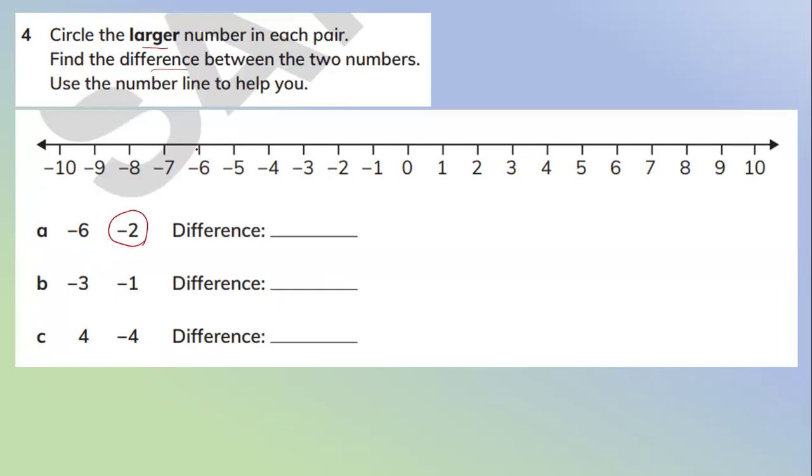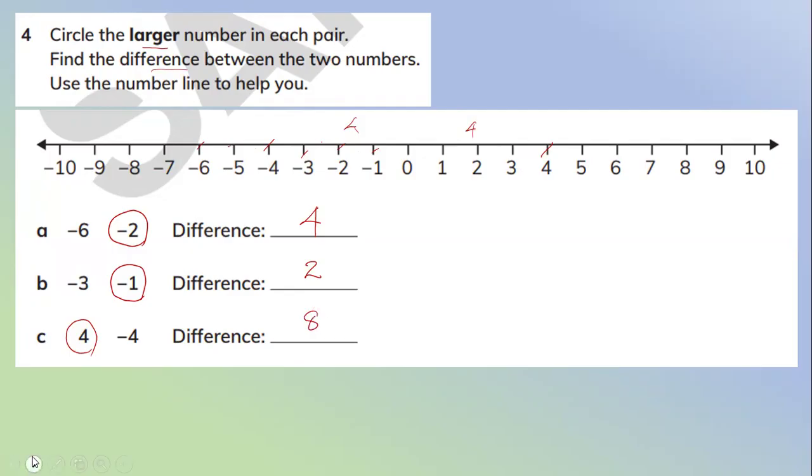Difference is -6 and -2. There are 1, 2, 3, 4. Difference is 4. -3, -1, larger number is the smaller negative number, -1. Difference is -3 and -1, 1, 2. Difference is 2. 4, -4, larger number is +4. Difference is -4 to +4. -4 to 0 is 4 units. 0 to 4 is 4 units. Okay, difference is 8.